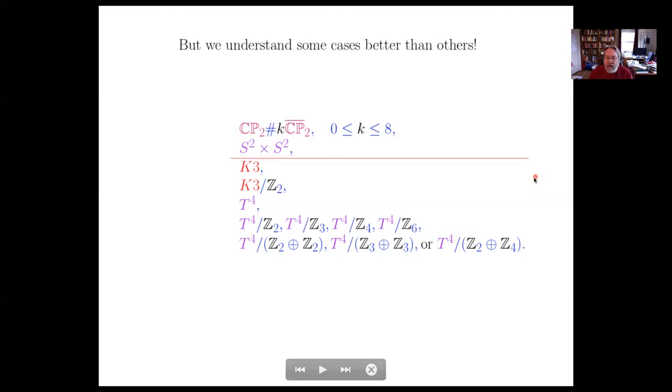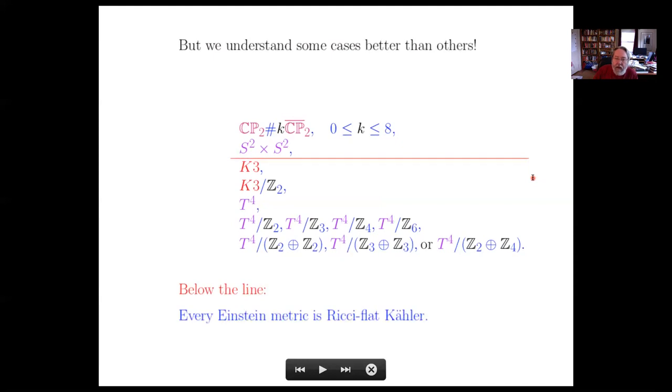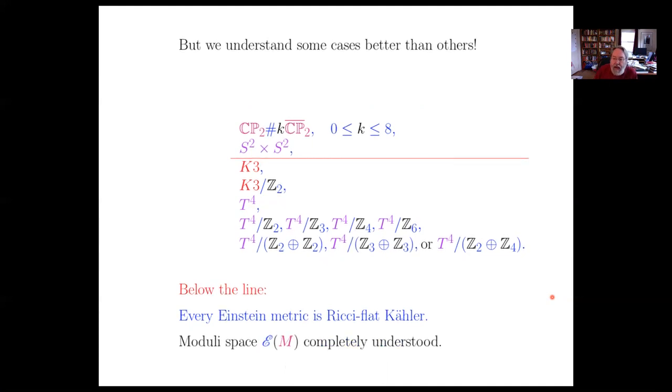So I've just drawn a red line, and below that red line, every Einstein metric is actually Ricci flat and Kähler. It's actually a Calabi-Yau metric. On the other hand, in particular for this class of manifolds, the moduli space is completely understood, and in fact can be shown to be connected. So all the Einstein metrics on the manifolds below this red line belong to a single connected family.